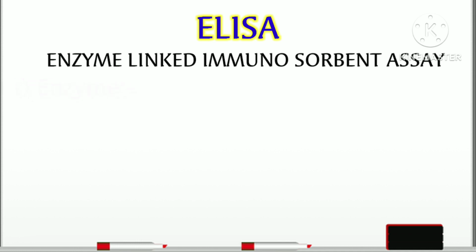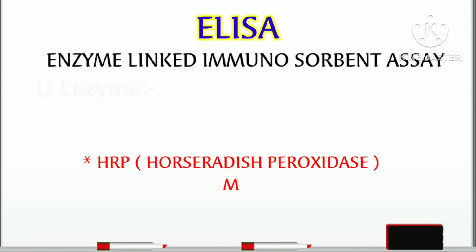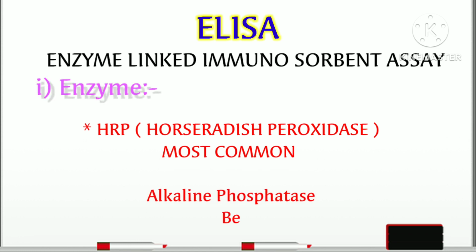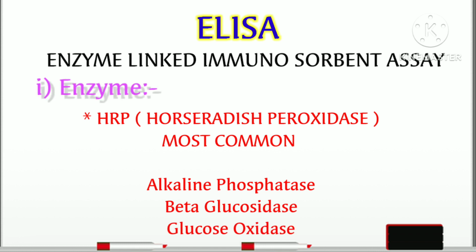First, enzyme. The enzyme used in ELISA is horseradish peroxidase, HRP enzyme. This is the most common and most widely used enzyme in ELISA, and this is an important MCQ for the MLT students. Other than HRP enzyme, alkaline phosphatase, beta glucosidase, and glucose oxidase are there.